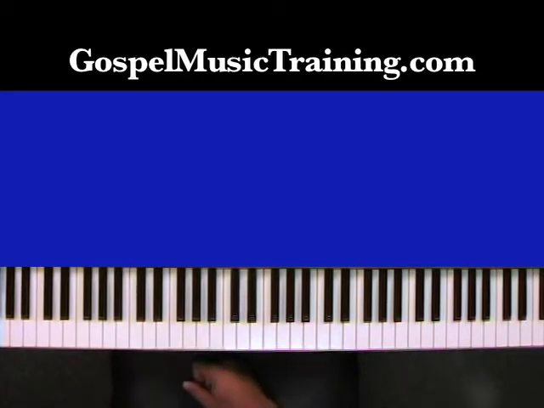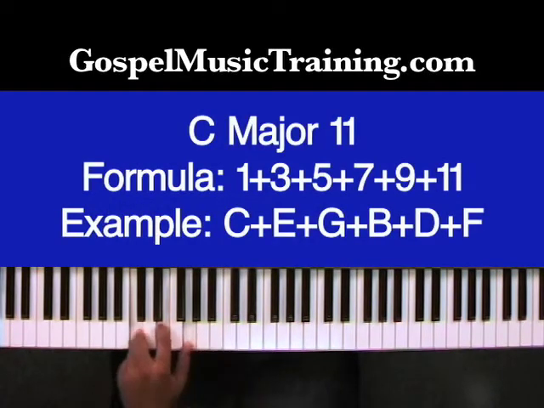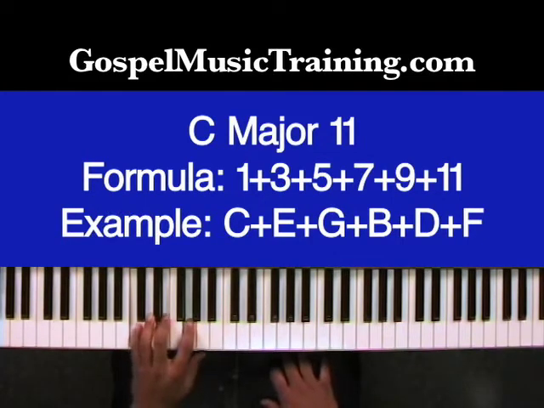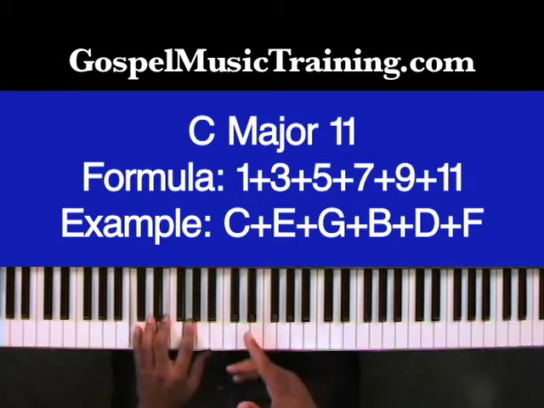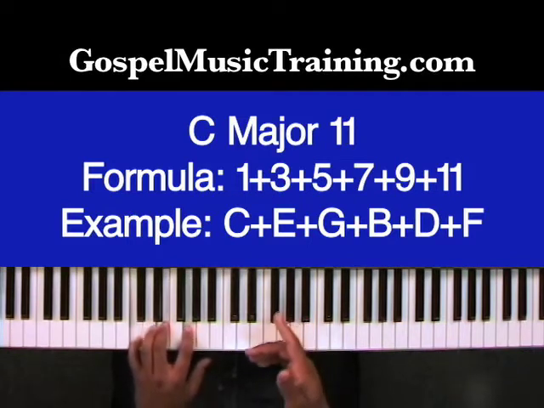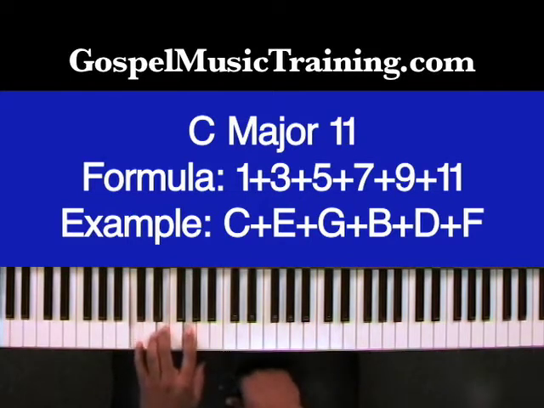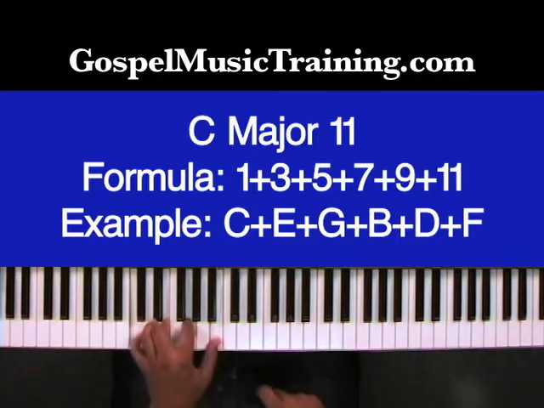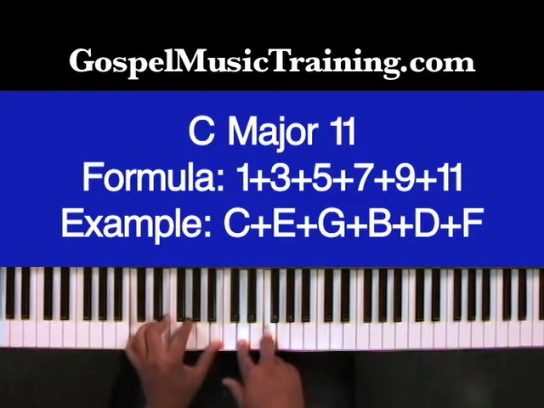So we got the 1, 3, and 5. That's the first thing you start with when you're creating an 11 chord. It doesn't matter if you're in a major key or a minor key, you always got to start with the root. So we got the root. Then the next thing you would do is extend it by adding the 7th. Then you would add the 9th. Then you would add the 11th. All right? So that's pretty much how you make an 11 chord.